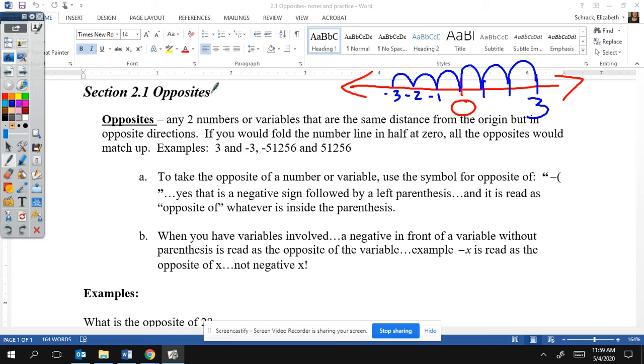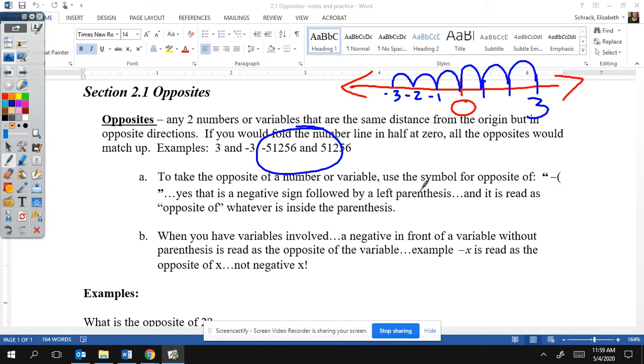Just like that, the opposite of a negative number, such as -51,256, is the opposite of positive 51,256. And a number doesn't have to have a positive sign in front of it in order for it to be considered positive. Okay, so moving on to A.